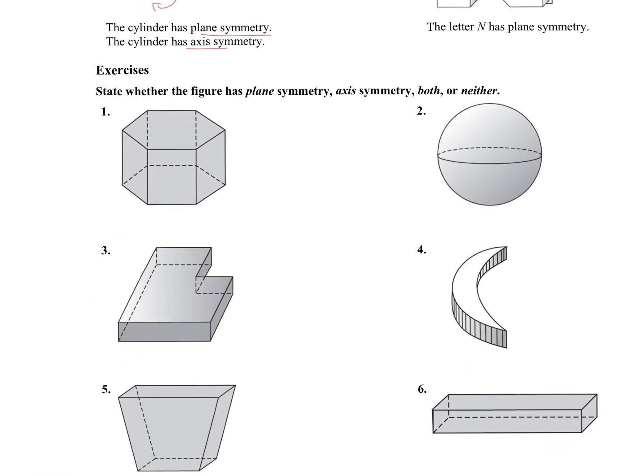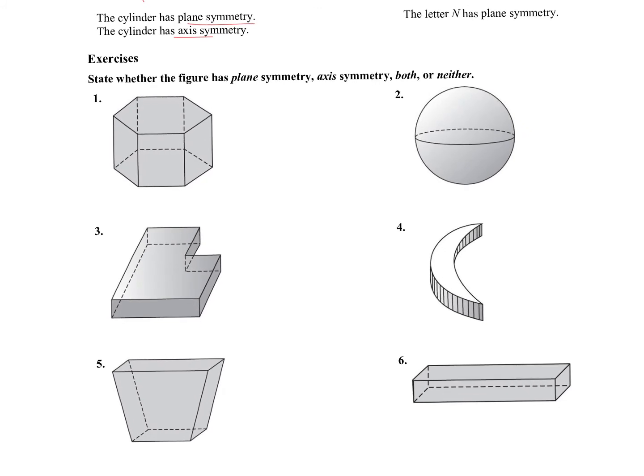As far as our exercises go, there are 6 figures. We want to state whether each figure has plane symmetry, axis symmetry, both, or neither. We're not going to be drawing in the lines, and we're not going to be rotating ourselves. We just want to identify if it has plane, axis, both, or neither.